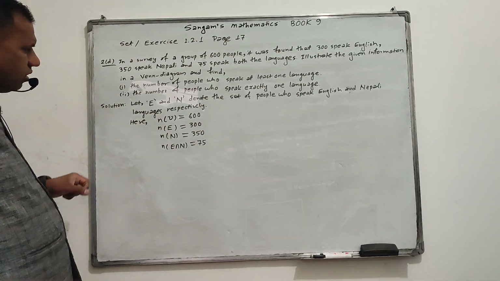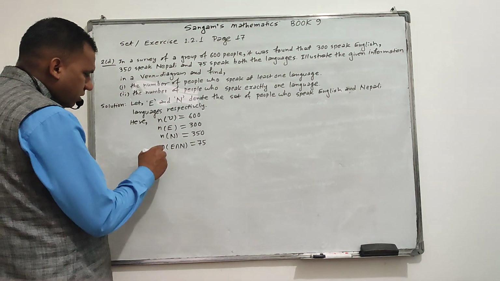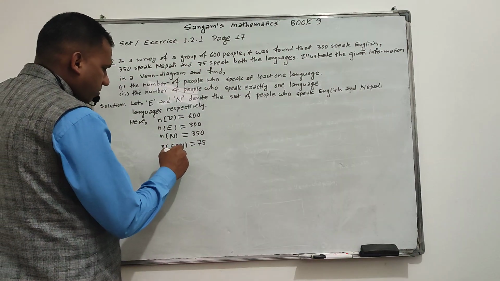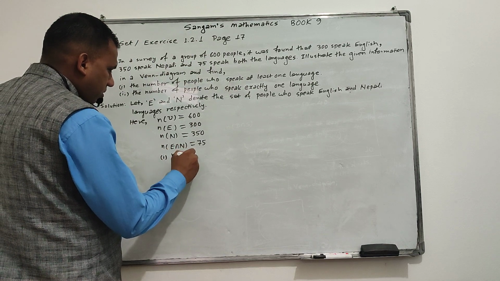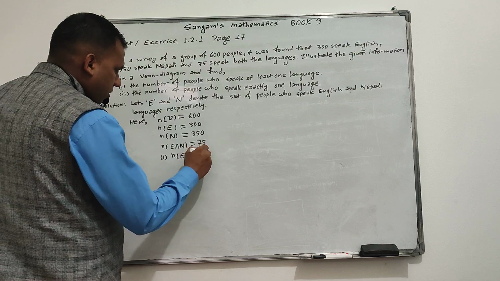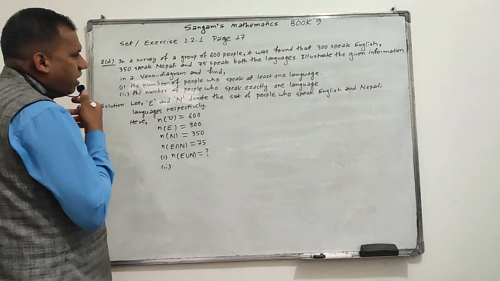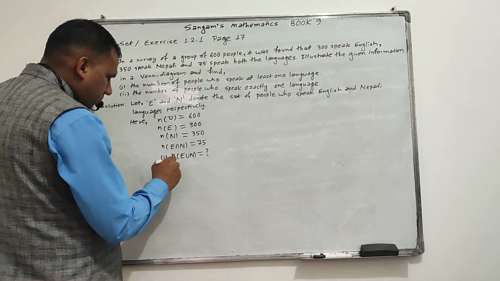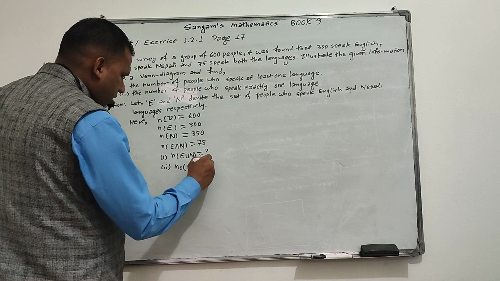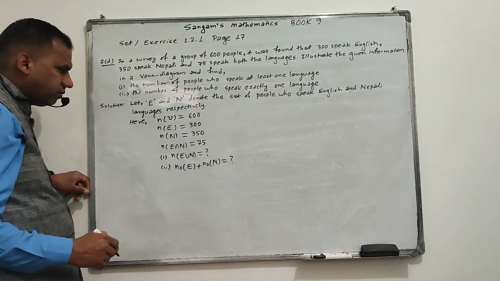Now, part 1, we have to find the number of people who speak at least one language. That is at least one, that is number of E union N, question mark. Number 2, the number of people who speak exactly one. That is N not E plus E not N. That is exactly one, question mark.